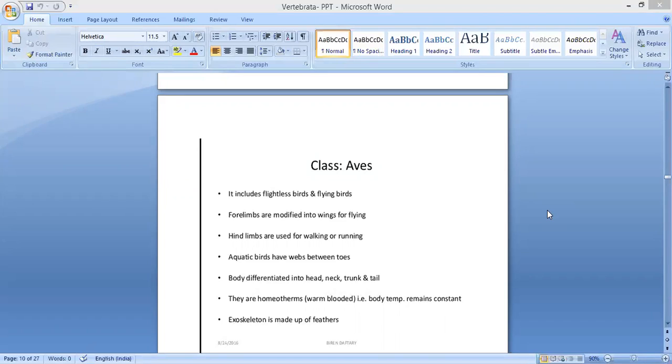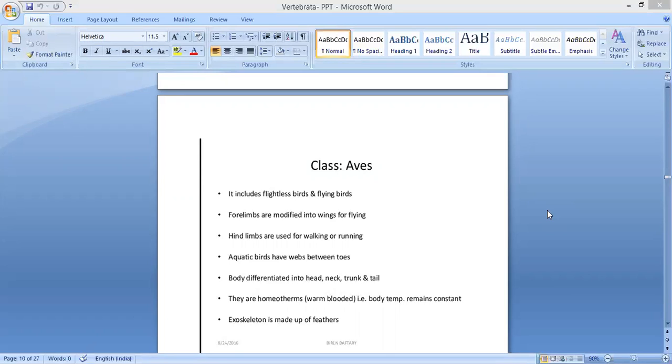Forelimbs are modified into wings for flying. So they have forelimbs and hind limbs. Forelimbs are modified into wings for flying. Hind limbs are used for walking or running. Then aquatic birds have webs between toes. Before, I showed the same for the frog. Aquatic means water birds. They have webs, like a duck, you would have seen that. Ducks have webs between toes.